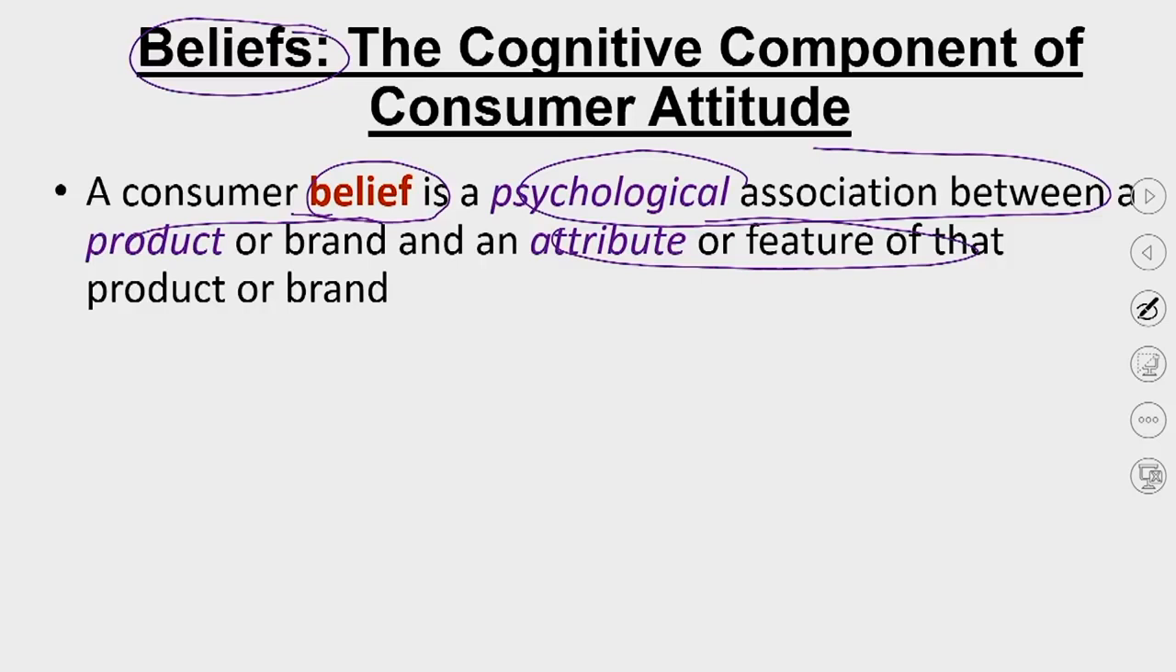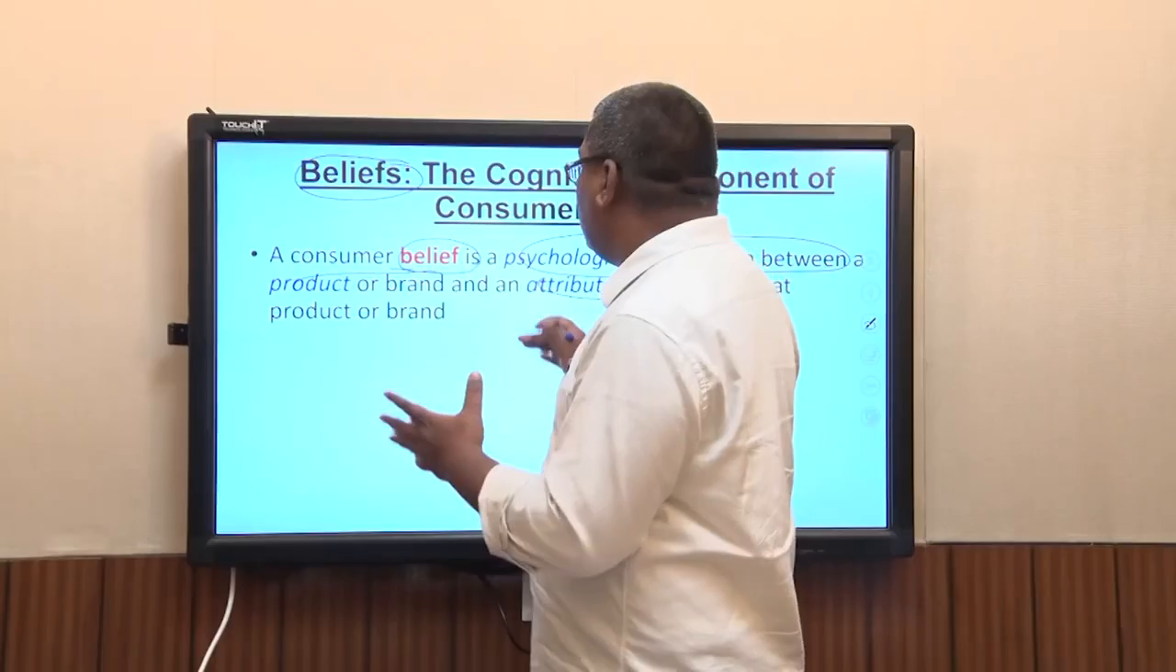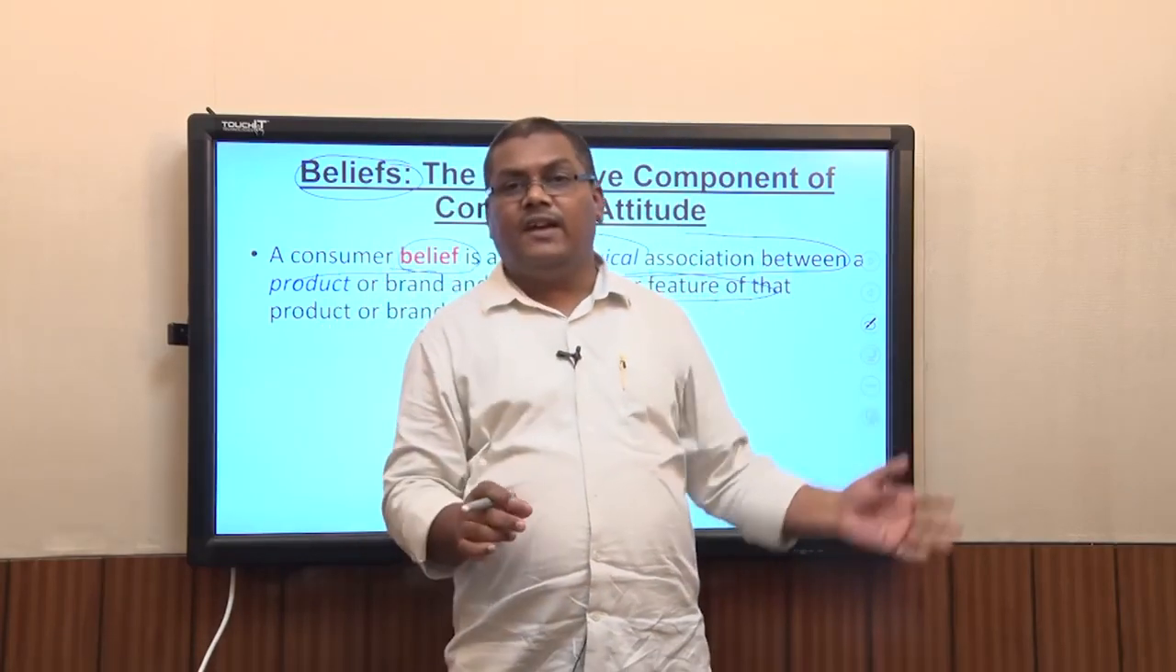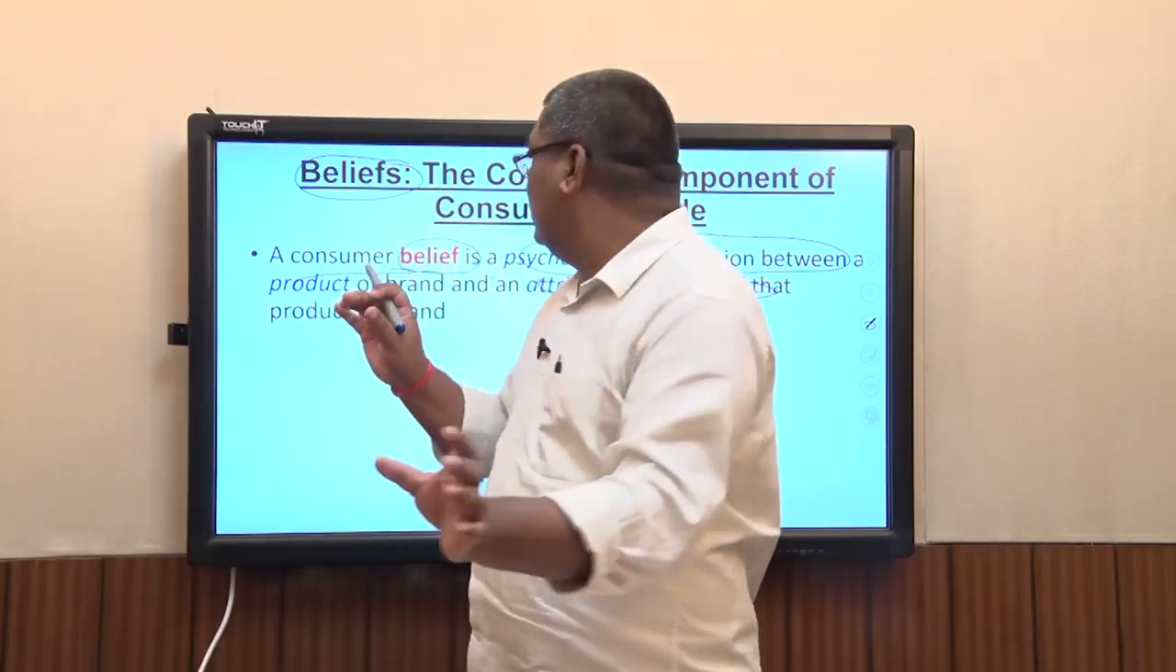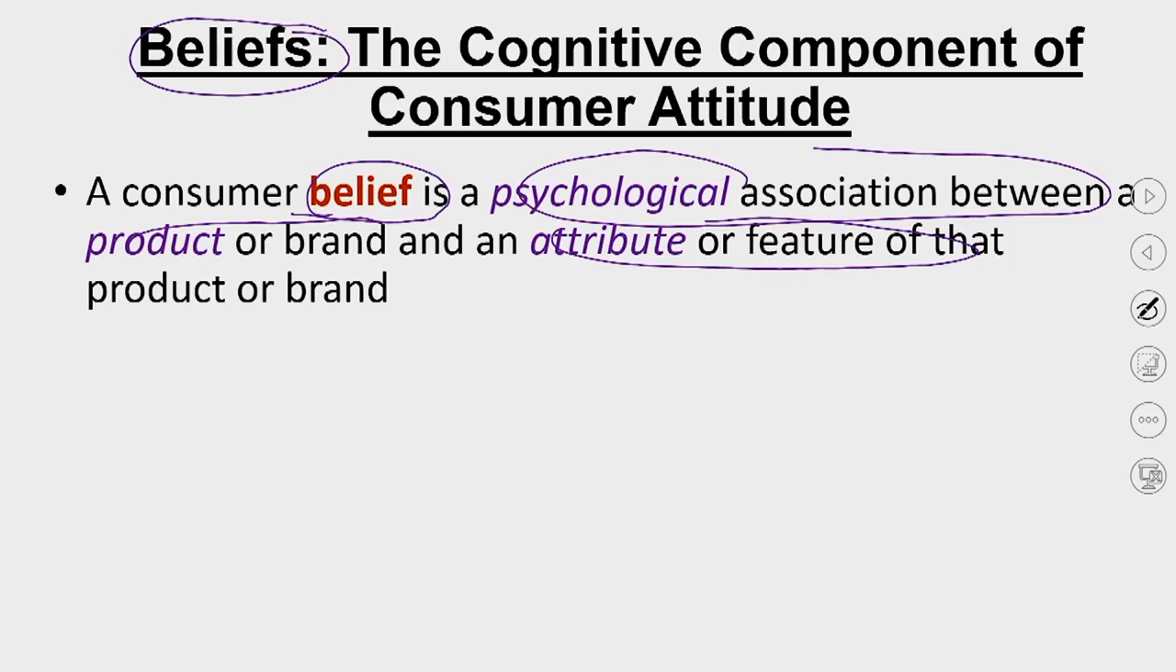So this knowledge plus the fact that Patanjali is Ayurvedic in nature, and the knowledge that Ayurvedic products are good for health, this association between the attribute that this product has, Patanjali products are herbal, and herbal products are good for health, combining these two together is what is called the belief. That is what a consumer belief is. The fact that the attribute is there in the product, and the fact that the attribute that the product has is something good, right? A psychological association between brand and attribute or feature that a particular brand has. So Patanjali is good for health is how it is carried about, and that's what a belief is.